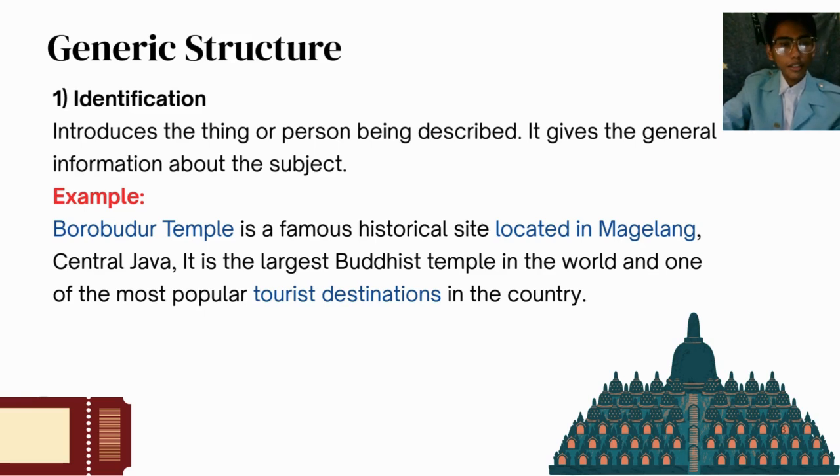The first one is Borobudur Temple. It is the name of the place, of course. And also, you can see located in Magelang. This is talking about the location of the place, which is in Magelang. And the last is tourist destination. The meaning of this is the role of the place. This place is a recreation place that is suitable for tourists to come.